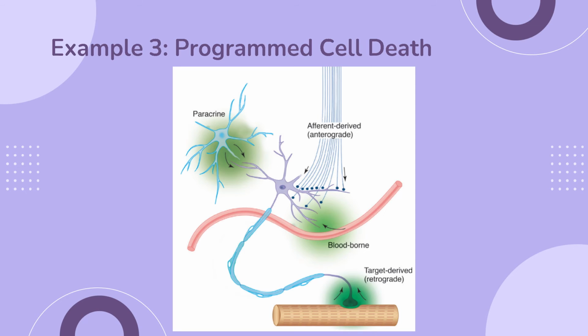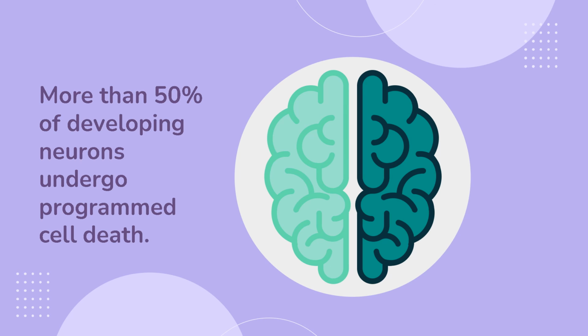Neurons have multiple potential sources of neurotrophins: the cells that they innervate, which is called target-derived or retrogradely sourced; the cells that synapse onto them, which is called afferent-derived or anterograde sourced; neighboring neurons and glia, which is a paracrine source; or the blood, a circulatory source. More than 50% of developing neurons undergo programmed cell death. Why would we have an evolutionarily conserved process that seems so wasteful?